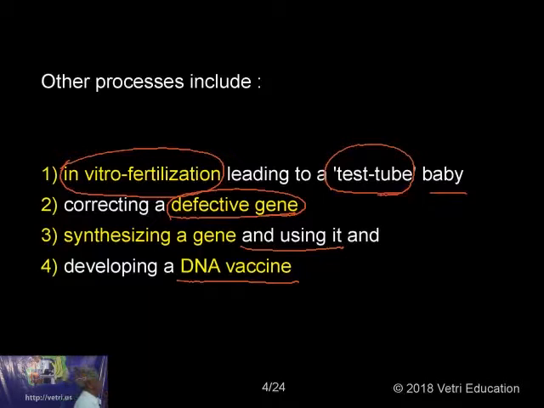So defective genes can be identified and corrected if possible. Then you can synthesize a gene, a correct gene, or a gene which will be useful in agriculture, and develop a DNA vaccine also. So these are all the different areas in which biotechnology has flourished, and it has made human life happier.